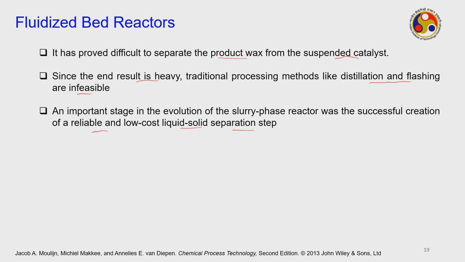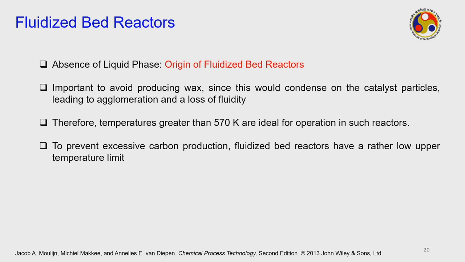That is why the fluidized bed reactor came. The importance of the fluidized bed reactor is the absence of a liquid phase. That is the origin of the fluidized bed reactor. It is important to avoid producing wax, since this would condense on the catalyst particles leading to agglomeration and loss of fluidity. If this wax forms on the catalyst particles, the active surface area will decrease, and the catalytic activity will be lost. Therefore, temperatures greater than 570 Kelvin are ideal for operation in such reactors, and only a fluidized bed can obtain that, because it is always in the fluidized, gaseous state.